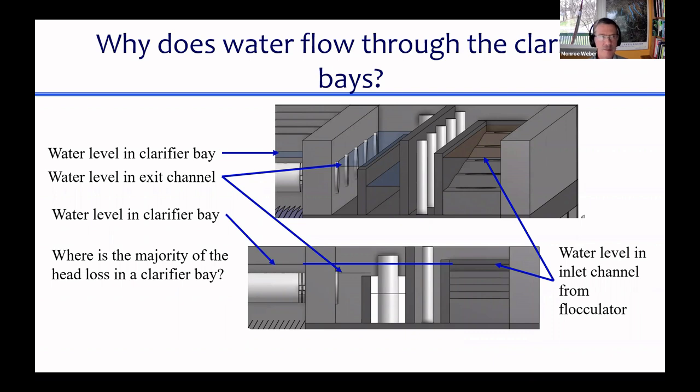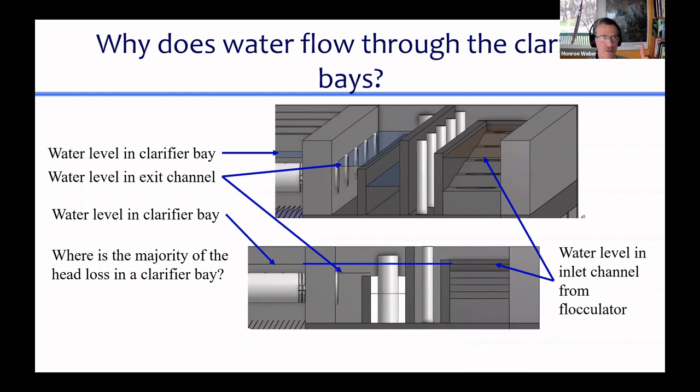I'd have to go back and look. It's probably on the order of a millimeter of head loss between the inlet manifold and getting into the clarifier bay. So that's why that last blue line is horizontal, why there's no significant change in elevation between what's in the inlet channel and what's inside the clarifier bay.